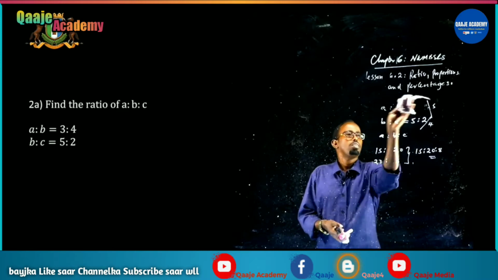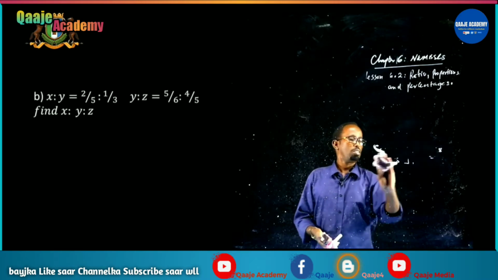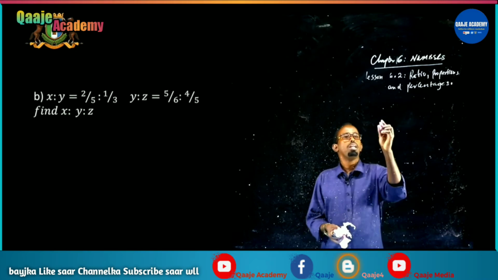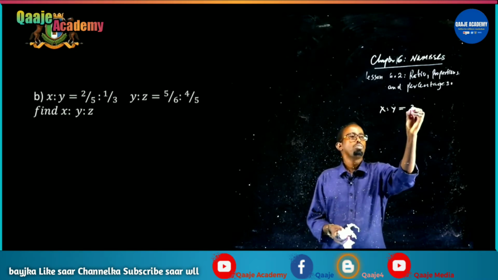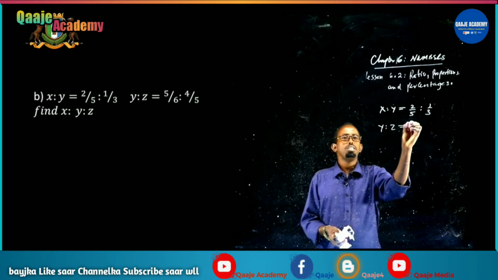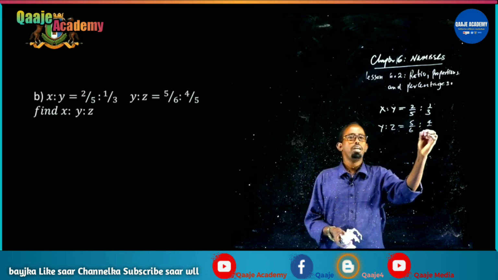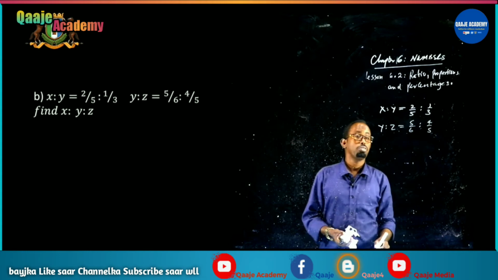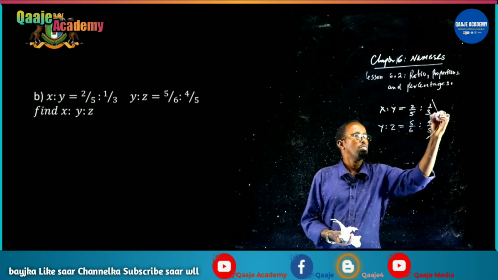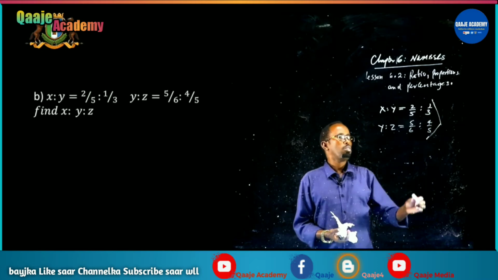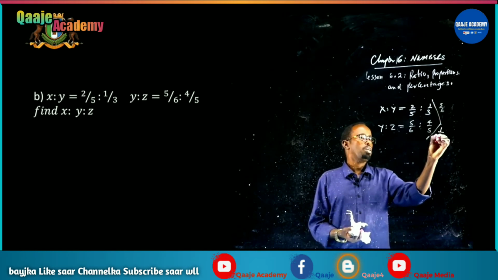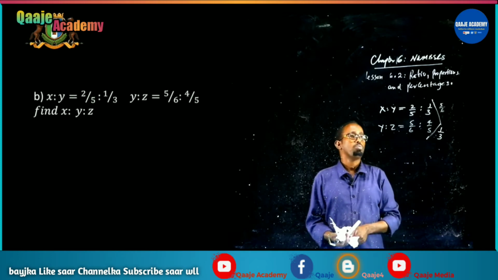The next example: x to y is 2 to 5 over 1 to 3, and y to z is 5 over 6 to 4 divided by 5. You're told to find x, y, and z. Again, the two y values are not the same, so I multiply one ratio by 5 over 6 and the other by 1 over 3 to make the two equal.